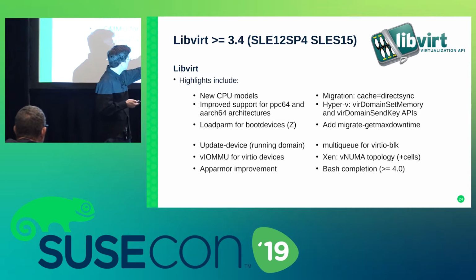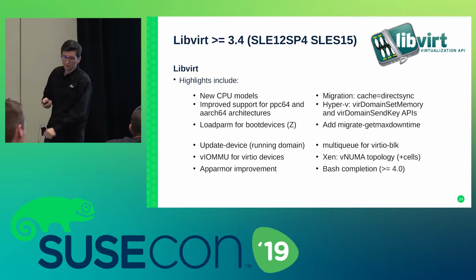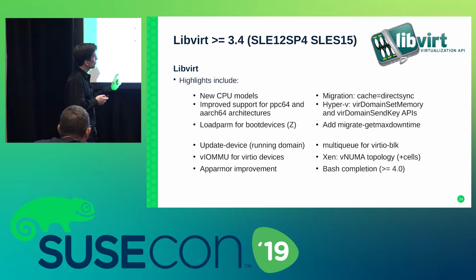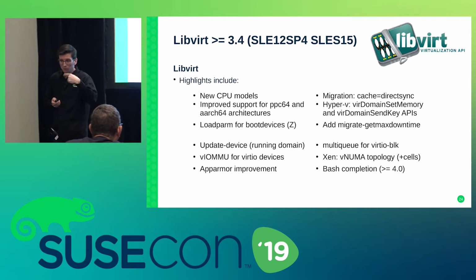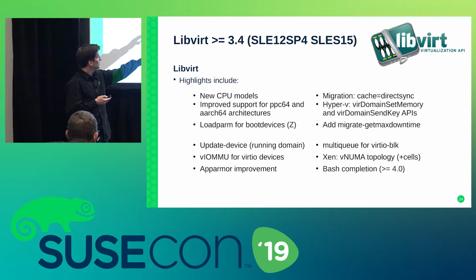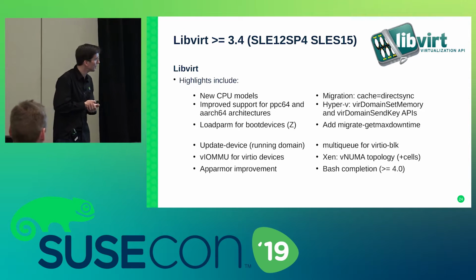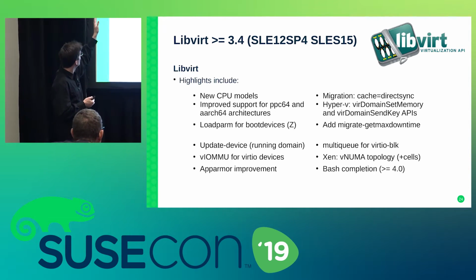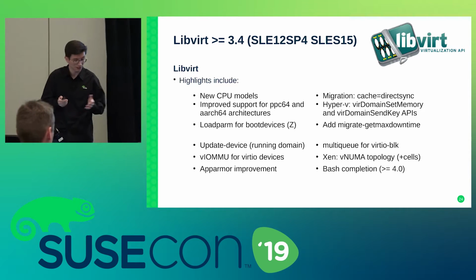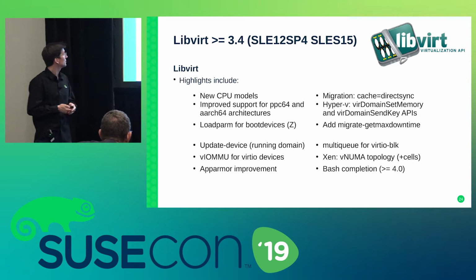For example, being able to set multi-queue for virtual block, which means that if your block devices are under pressure, you can use more than one queue to speed up usage. We have also seen that there is better NUMA support in Xen now, so it has been implemented. There is also bash completion, which arrived in libvirt, which is nice. It helps you deal with the command line and stuff like this.